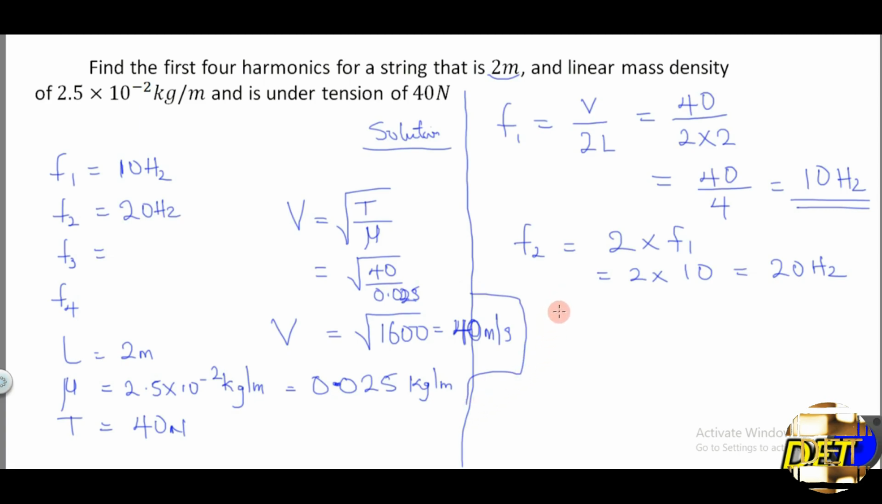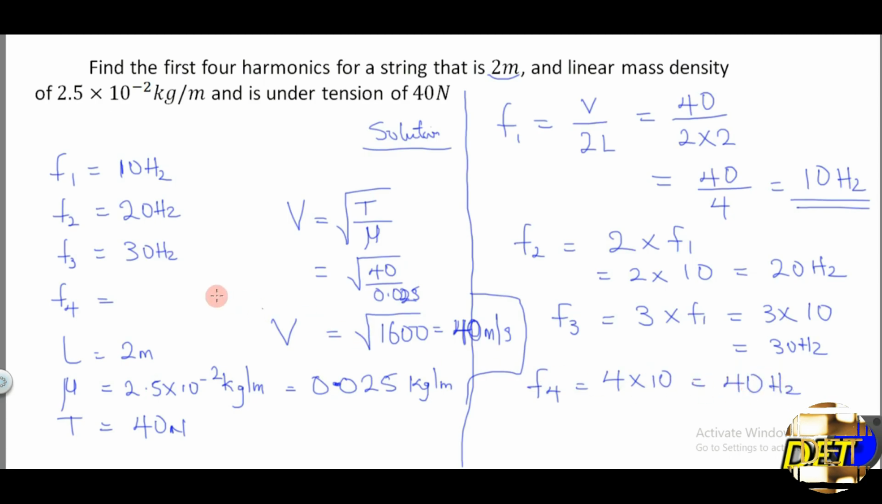Then my third harmonic, which I will represent as F3, will be equal to 3 times my fundamental frequency, right? So that is equal to 3 times 10, and 3 times 10 will give me 30 Hz. So my third harmonic is 30 Hz. Then my fourth harmonic, F4, will be equal to 4 times the fundamental frequency, F1, which is 10. And that is equal to 40 Hz.